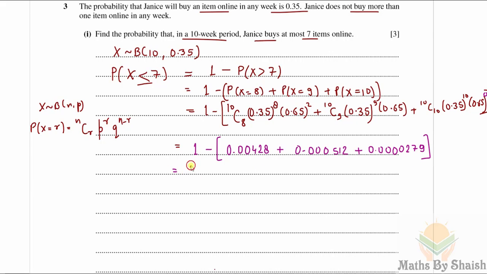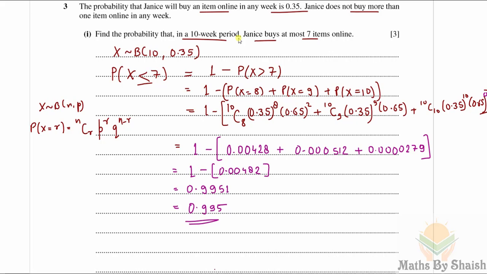The answer is coming 1 minus this total value, which is the sum of all of these, 0.0048199, and hence 1 minus this is 0.9951 and so on. So the answer, we can write till 3 significant figures as 0.995. So this is the required probability that in a 10-week period Janice buys at most 7 items online.